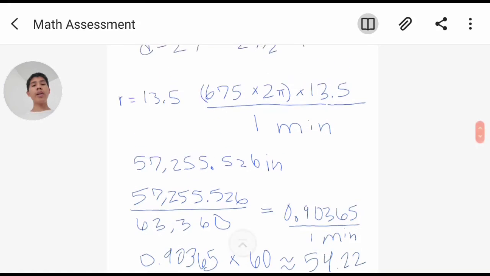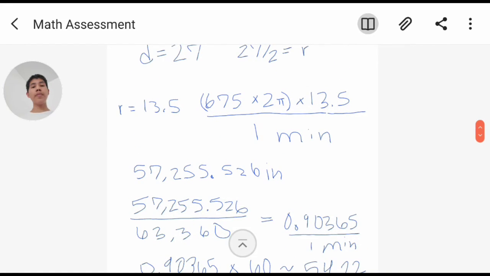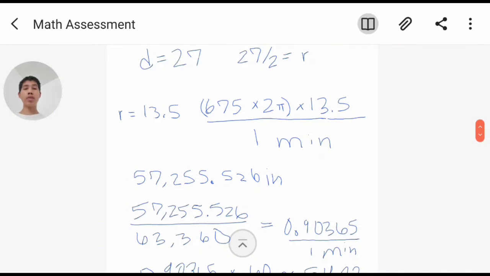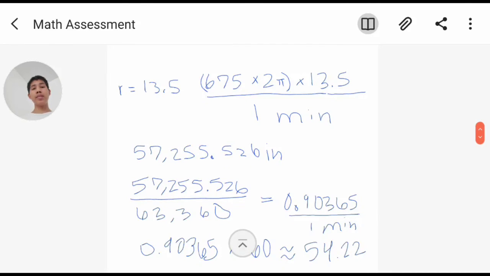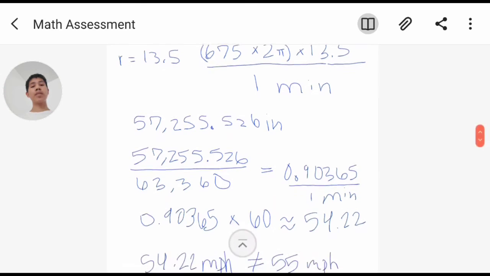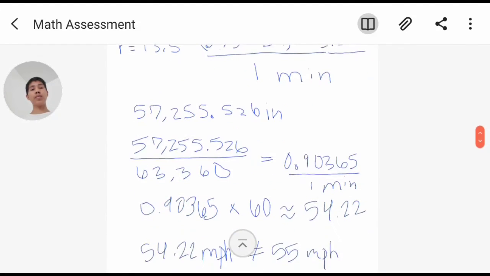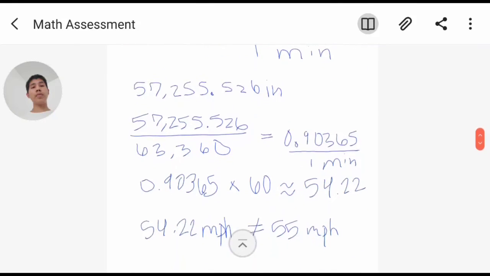Now, the reason why we are bringing back 675 revolutions to this equation is because 675 tells us the distance that the wheel rotated under 1 minute. And we are multiplying it by 2 pi because we are doing a linear speed equation, which means we have to use radians instead of degrees. And we have to also multiply it by the radius to actually get us an actual distance factor for this one.